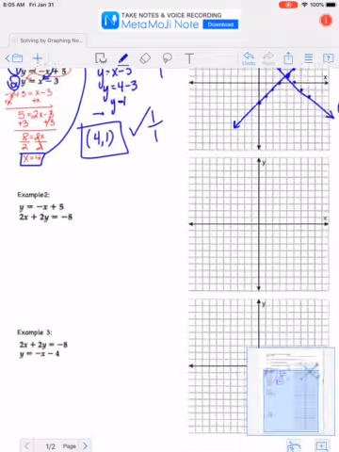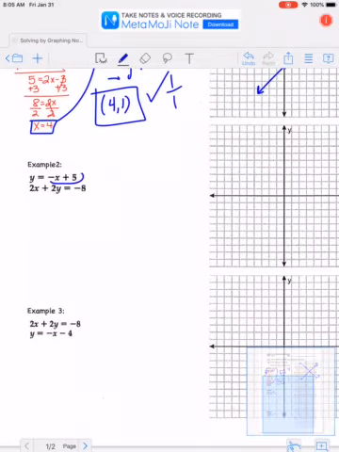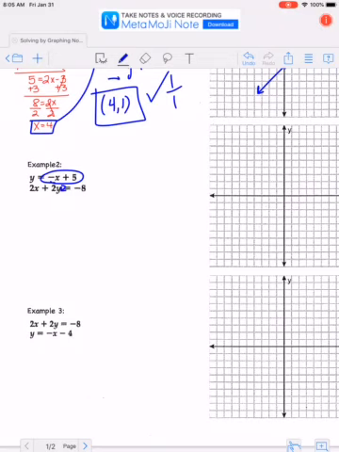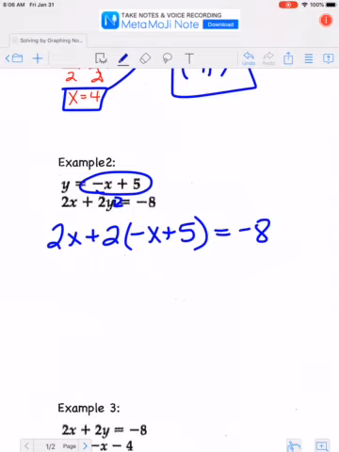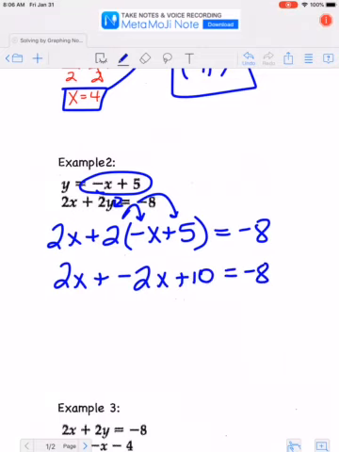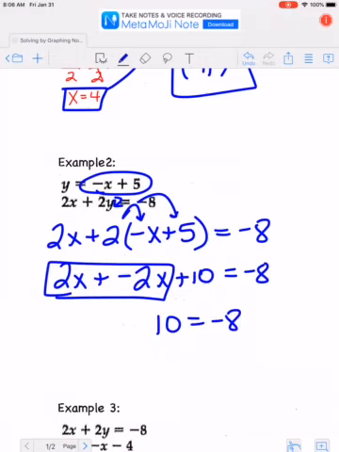Okay, so for example number 2, I'm going to take what I have for my y and plug it in. So I get 2x plus 2 times negative x plus 5 is equal to negative 8. So from here, I'm going to distribute, and I get 2x plus negative 2x plus 10 is equal to negative 8. My 2x and my negative 2x cancel out, so I get 10 is equal to negative 8. Can this happen? Nope. So this one, there's going to be no solution.